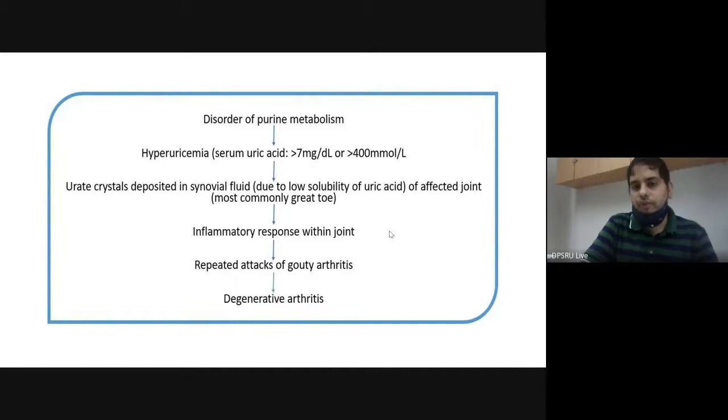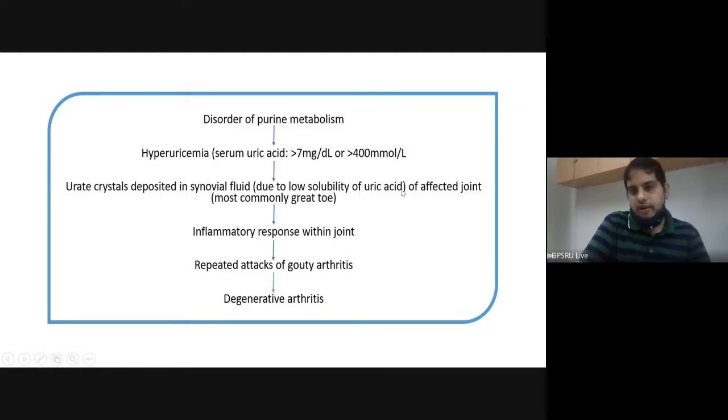So a disorder of uric acid metabolism, what will it result in? It's hyperuricemia. When you go for a serum uric acid test, if the uric acid level is increased much more, that condition we call hyperuricemia. But hyperuricemia doesn't mean you will get gout. If it's not treated, if your diet is not controlled, then the amount of serum uric acid will increase, convert into urate crystals, and deposit in the synovial fluid.